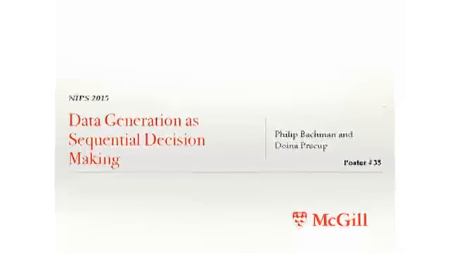All right, so I'm Phil Bachman. This is joint work with my advisor, Doina Precup. I'm from McGill. And the paper is called Data Generation as Sequential Decision Making.